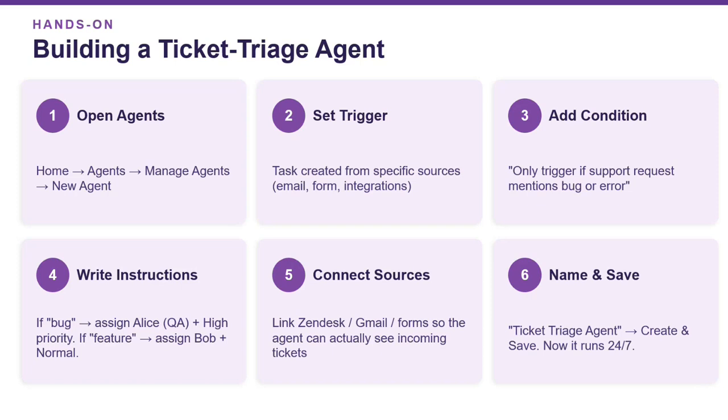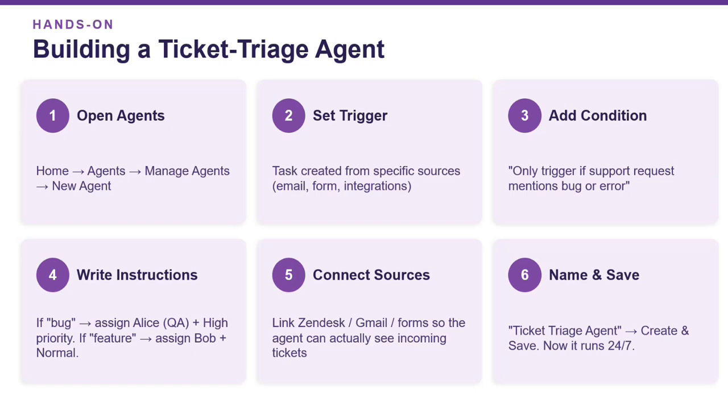Let's walk through building a real agent step by step. We'll use a simple help desk example, auto-triaging tickets. Step 1. From home, click agents, then manage agents, then new agent. Step 2. Set the trigger. We want this to fire when a task is created, and we can limit it to certain sources like emails, forms, or integrations.